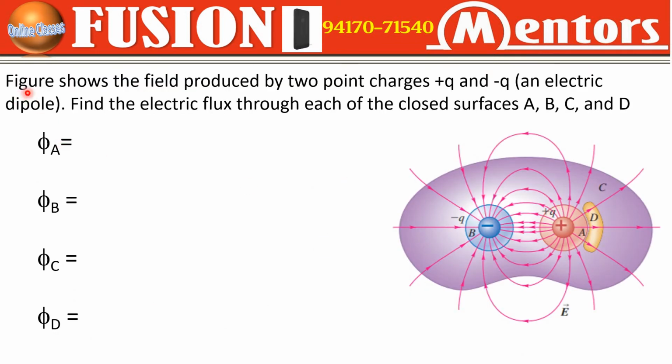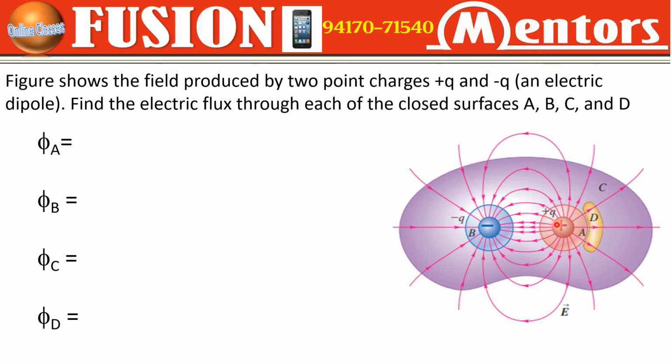Okay, here is a simple question first. The figure shows the field produced by 2 point charges plus Q and minus Q, which we usually refer to as an electric dipole. Find the electric flux through each of the closed surfaces A, B, C, and D. Dipole means charges are equal and opposite. Plus Q, minus Q.